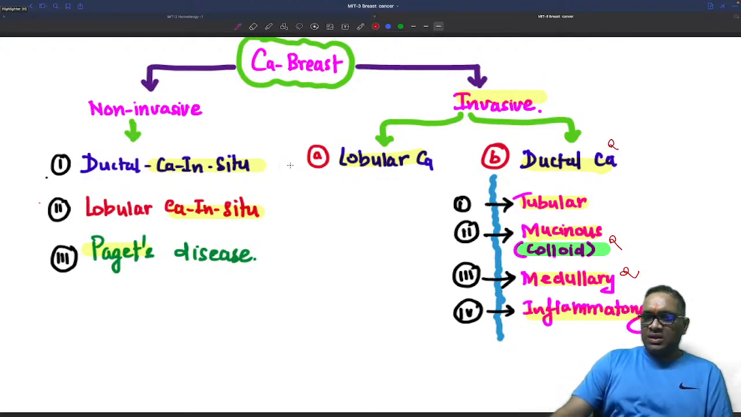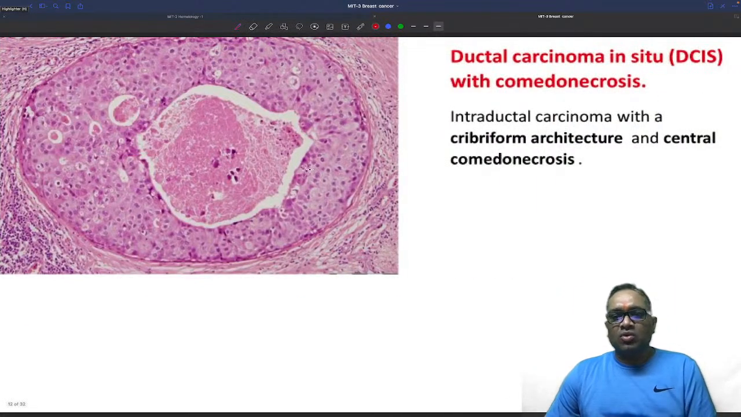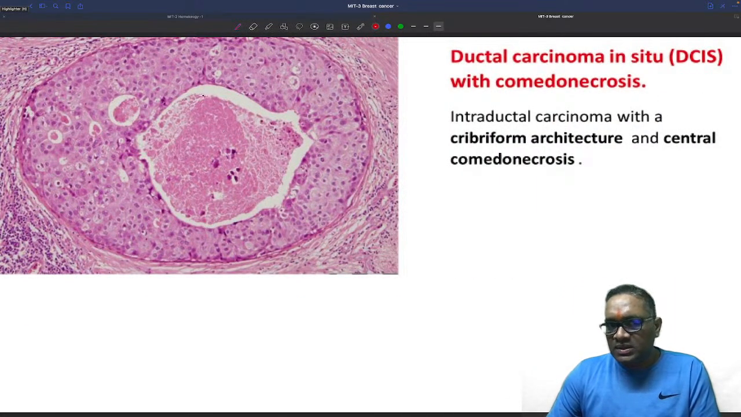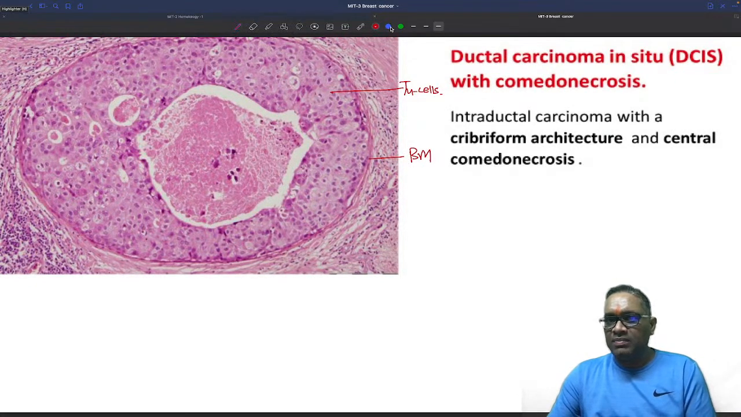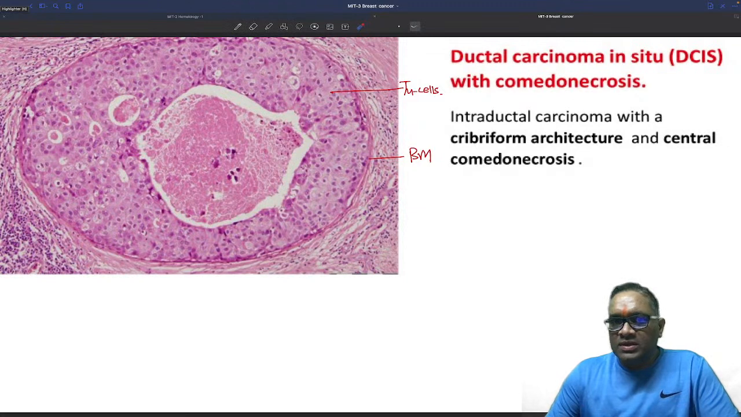So ductal carcinoma in situ will have comedocarcinoma. You can see here the comedocarcinoma, and these are the tumor cells. This is the basement membrane, which has not been broken at any place. It is intact throughout the area, so all the tumor cells are confined here. Here you can also see a cribriform pattern, tumor within tumor mass, or you can say a glandular pattern.